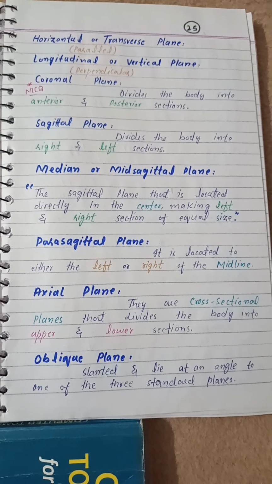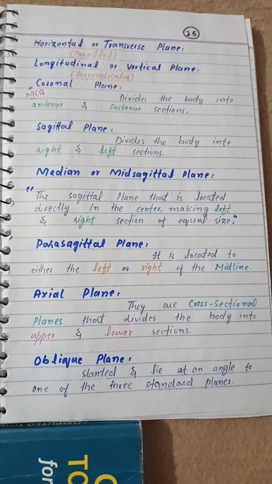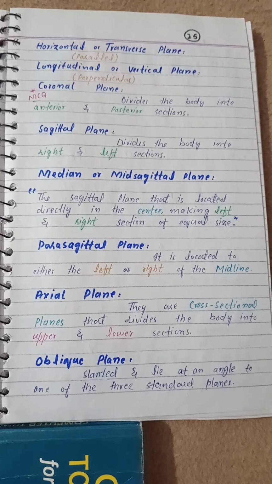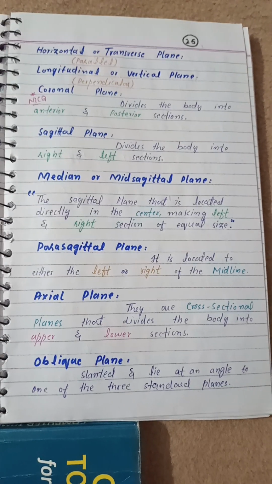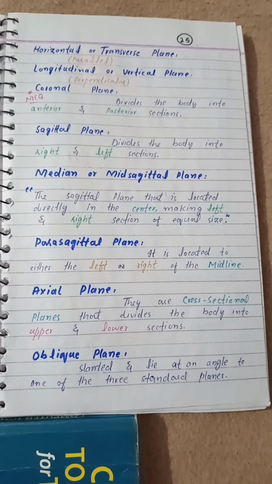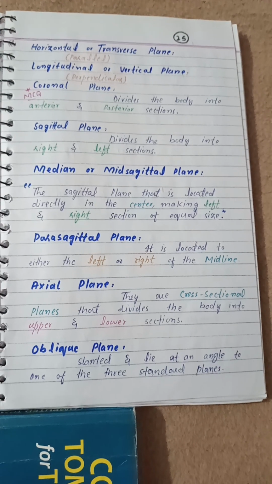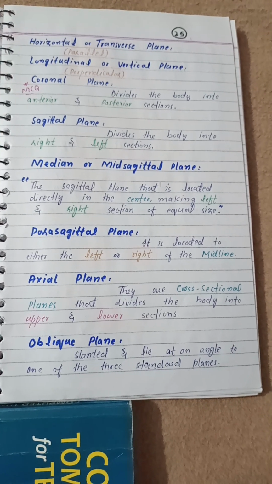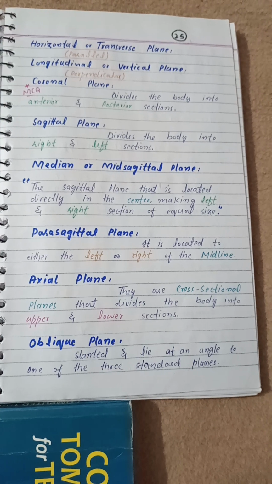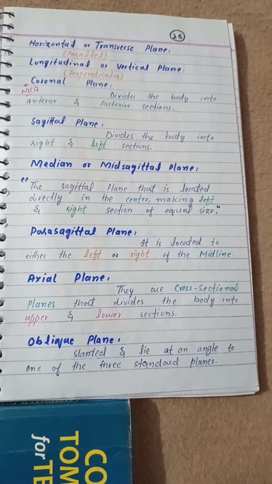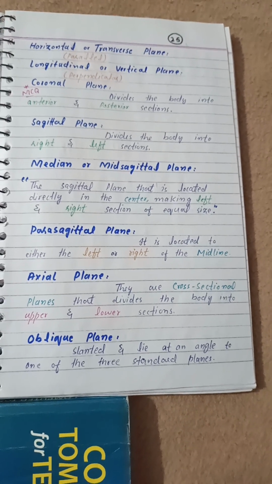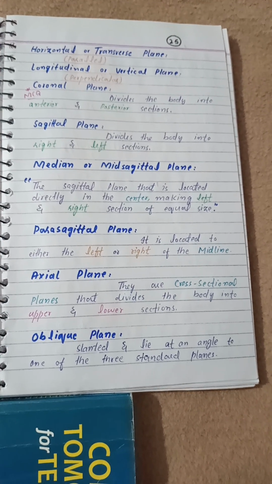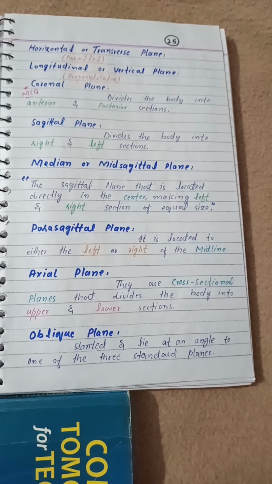Horizontal or transverse plane: parallel. Longitudinal or vertical plane: perpendicular. The coronal plane divides the body into anterior and posterior sections. The sagittal plane divides the body into right and left sections. The median or midsagittal plane is the sagittal plane located directly in the center, making left and right sections of equal size. The parasagittal plane is located to either the left or right of midline.